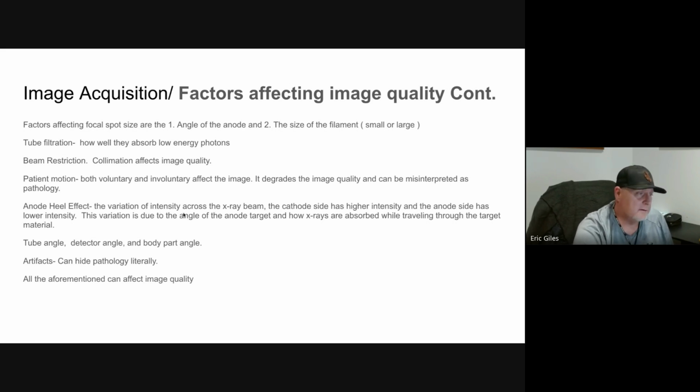Patient motion, both voluntary and involuntary, affect your image for sure. Motion will degrade the image quality and pathology can be misinterpreted. So it's so important that we have our patients holding still and holding their breath and not moving. Okay, you are going to get some involuntary movement, but the X-ray happens so fast that most of the time you can't detect it.